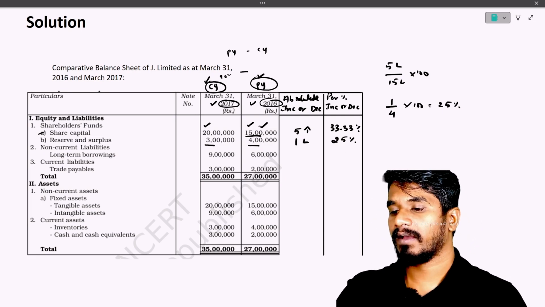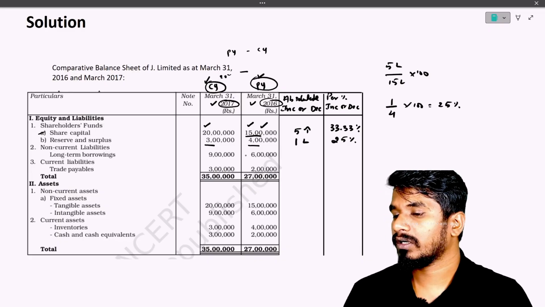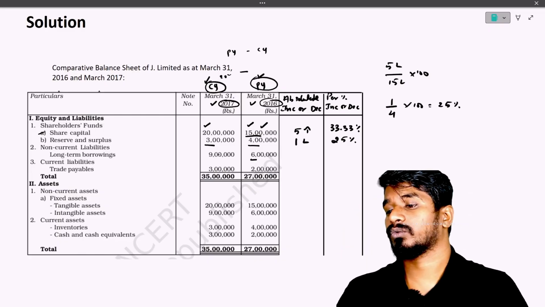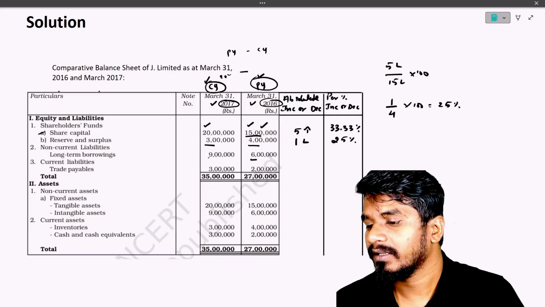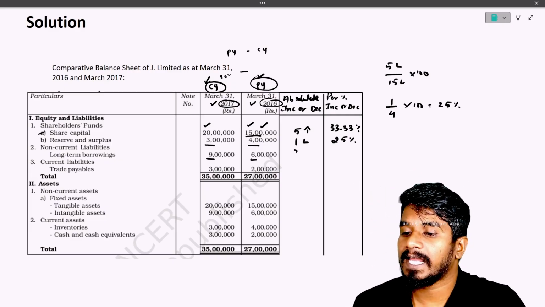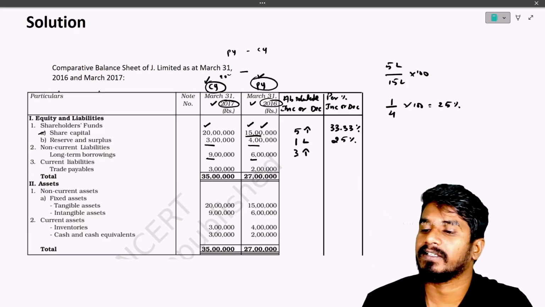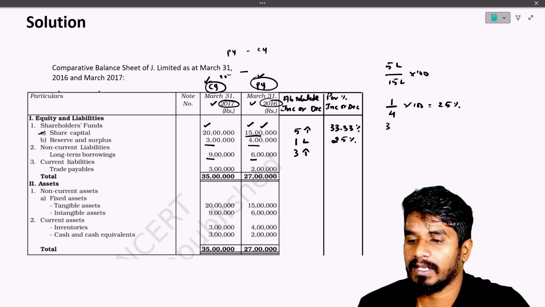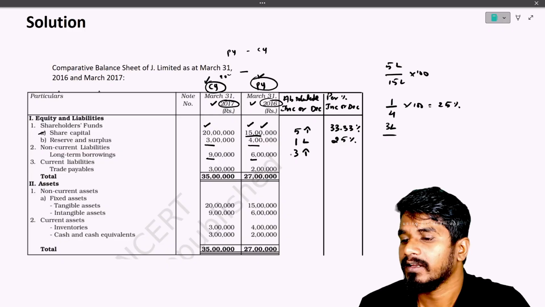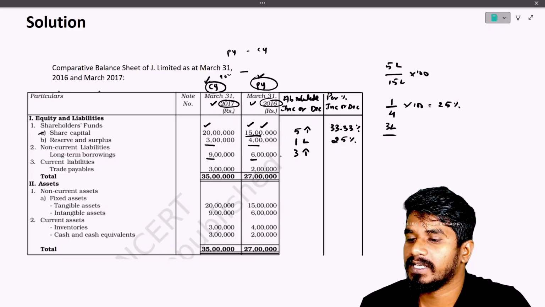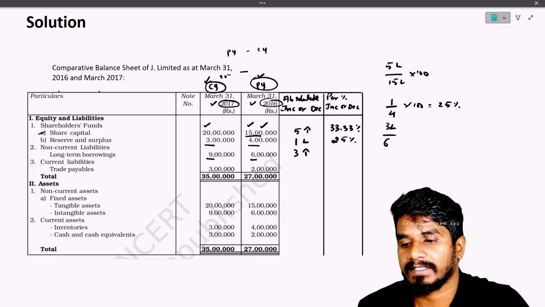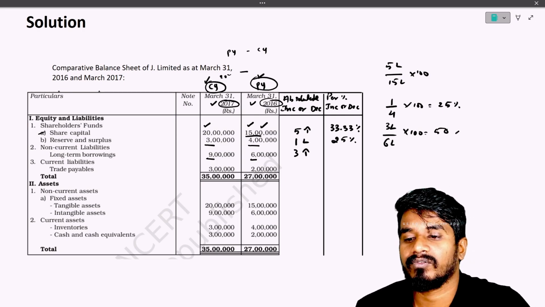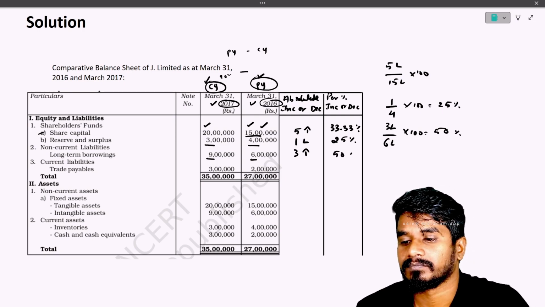So the next thing we have long-term borrowings. In 2016, it was 6 lakhs, but in 2017, it is 9 lakh. 3 lakh increased. So what is the percentage of change? So can I calculate it here? 3 lakh divided by what is the base year amount? That is 6 lakhs. Don't forget base year. Right. So it is obviously 50 percentage.